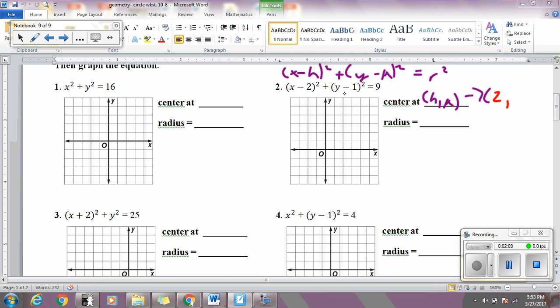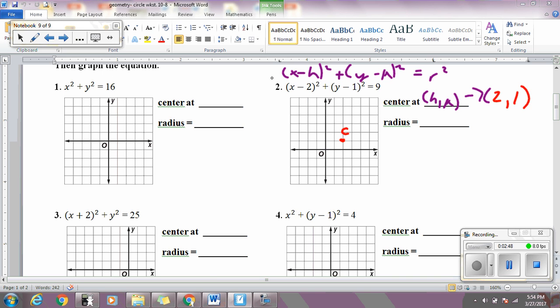All right, same thing for my k value. My k value looks like I should write -1, right? But again, when I take that -1 outside of the parentheses, I'm changing the sign, so it's going to be a positive 1. So both values of my center are positive, even though they look negative in the equation. Again, you have to remember opposite, opposite, opposite. So the center is at 2, 1. So let's go ahead and plot that on our graph, and it would be about right here. And let's label it C for center.